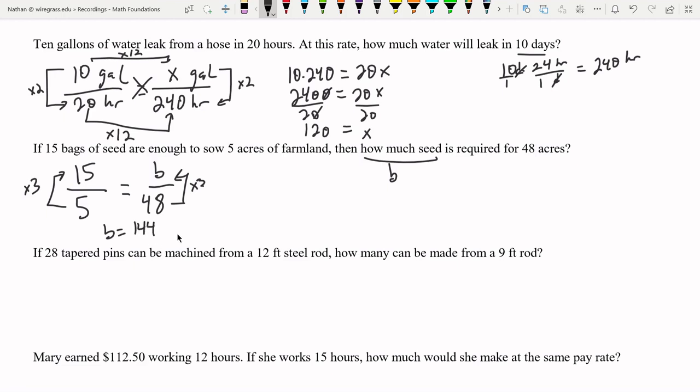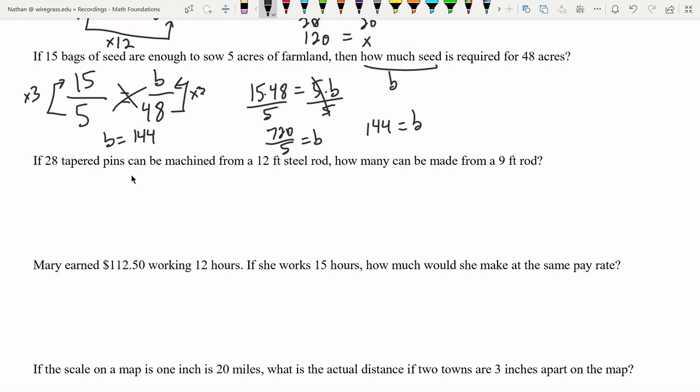I just want to show this as cross multiplication as well. So cross multiplying: 15 times 48 equals 5 times b. Divide by 5. The reason why I'm doing that first is because I can see here 5 and 15 reduce. But you can also just do 15 times 48 first. That's going to be 720 divided by 5, and 720 divided by 5 is 144. So 144 bags of seed is required to sow 48 acres.